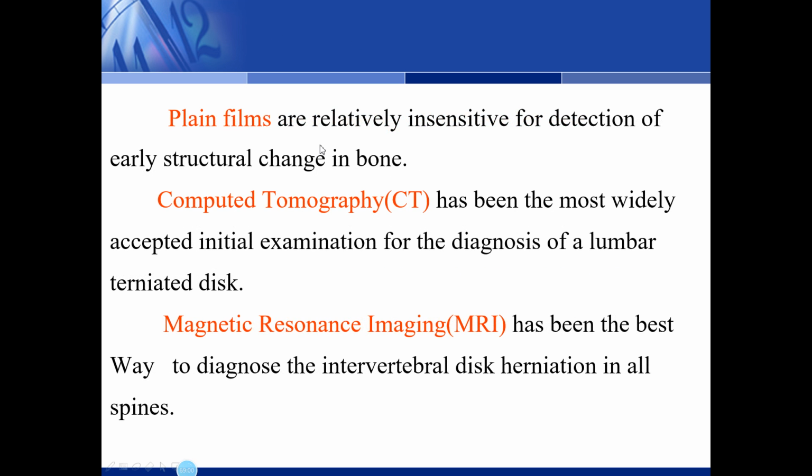Plain films are relatively insensitive for detection of early structural change in bone, and CT has been the most widely accepted initial examination for the diagnosis of a lumbar herniated disc. MRI has been the best way to diagnose the intervertebral disc herniation in all spines.